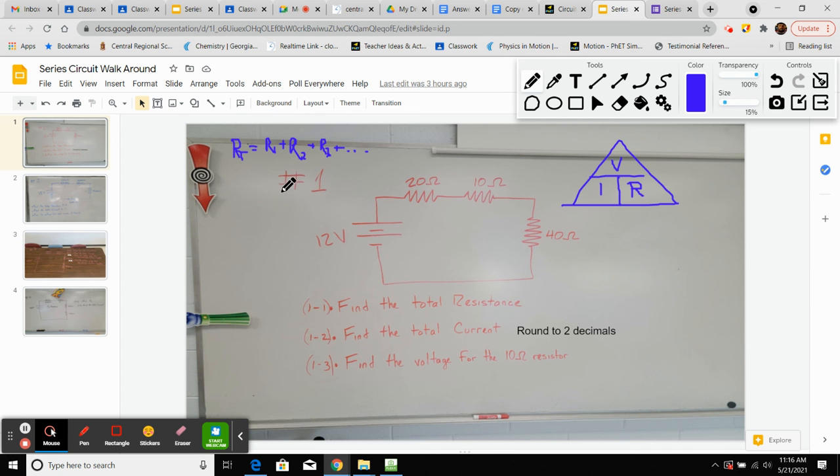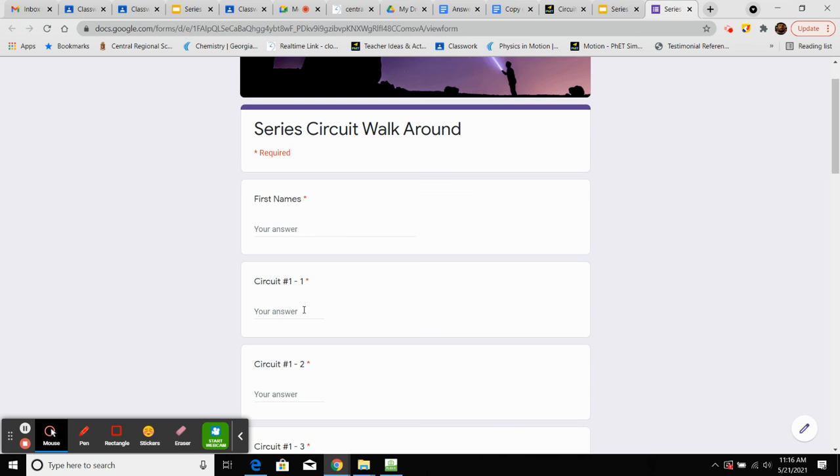The current is the same everywhere, so if you find it at one spot, it's the same everywhere, and the voltage drops can be found by adding up all of them together to get the total voltage. So in this one, find the total resistance, guys. This should be as easy as 20 plus 10 plus 40. What does that equal? So your first answer should be 70 ohms. So everyone should type that in to here, 1-1. You should type in 70.